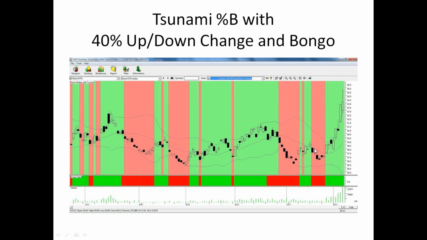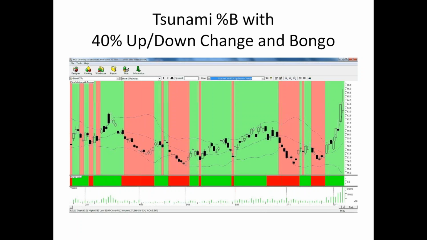When we had the next tsunami down, it was confirmed by the Bongo, and that was a signal to get out. And here, both a tsunami up and a daily Bongo yes on the same day, and that was your signal. Now remember, this is a short index. When I say go long, it doesn't mean you're going long the market. It means you're going long an inverse ETF. You're actually shorting the market.